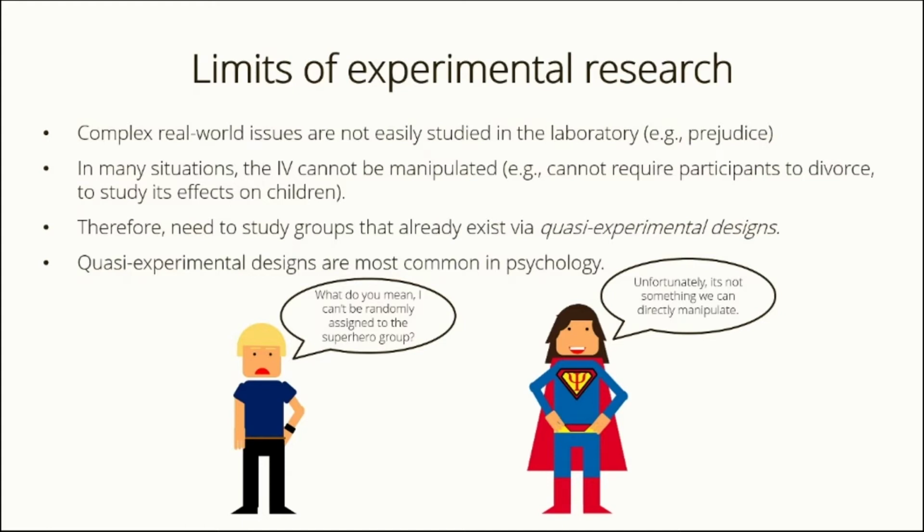This might include things like gender or sex, where we can't directly assign or randomly assign participants to a male group or a female group. It's something that's already existing, and we can't randomly assign people to that. So if we're looking at male, female, then we have a quasi-experimental design. So you can see here that this person is saying, what do you mean I can't be randomly assigned to the superhero group? It's because it's something that's fixed, so we can't directly manipulate it. We can't make you a superhero, so we need to have those two different quasi-groups.